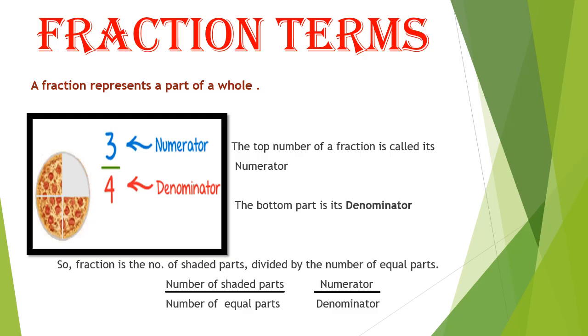And the number of equal parts is below the line which divides the above number and the below number. The figure is divided into how many equal parts? How many pieces of pizza were there? There were 1, 2, 3, 4 pieces. So the denominator is the number of equal parts, whereas the numerator is the number of shaded parts.